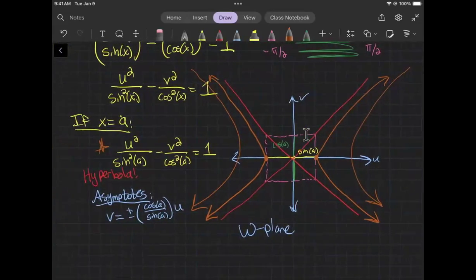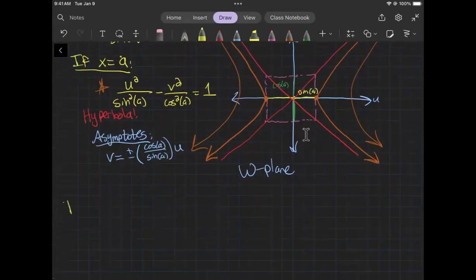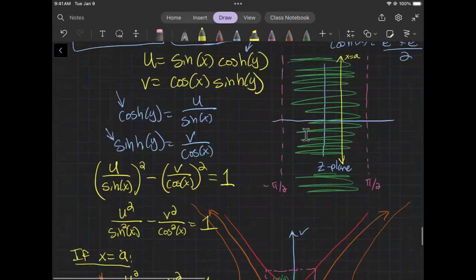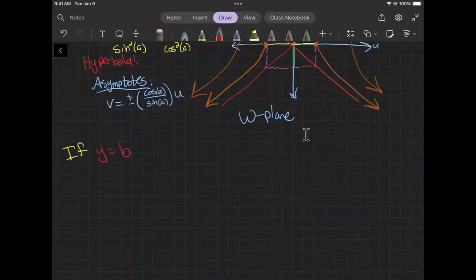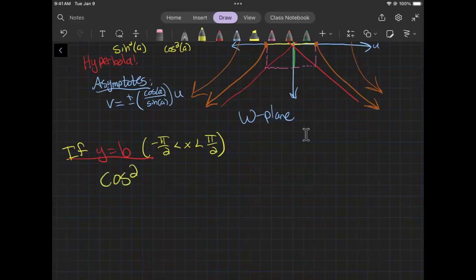On the other hand, if I have a horizontal line along y equals b, let's say here, along y equals b. So if I look at y equals b, that means x is in between minus pi over 2 and pi over 2. Well, we want to use the good old trig identity we know and love. So cosine squared x plus sine squared x is equal to 1, right?